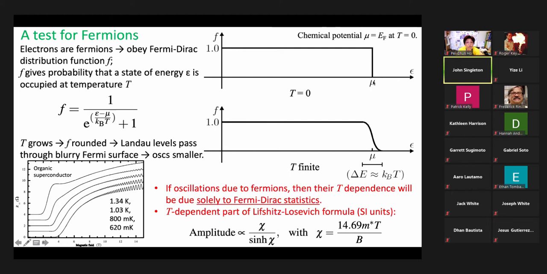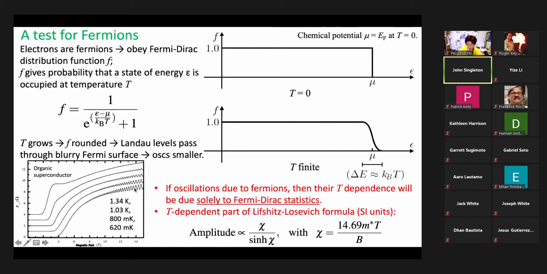And of course, then remembering back the diagram of the Fermi energy, at T equals 0, the chemical potential equals the Fermi energy. So now we put the temperature up, and what happens is the Fermi-Dirac distribution function gets kind of smeared out over a region that's about the Boltzmann constant times the temperature wide here. So it's no longer perfectly sharp. So what happens is the Landau levels are passing through a blurry Fermi surface rather than a sharp one. And so the oscillations get smaller.